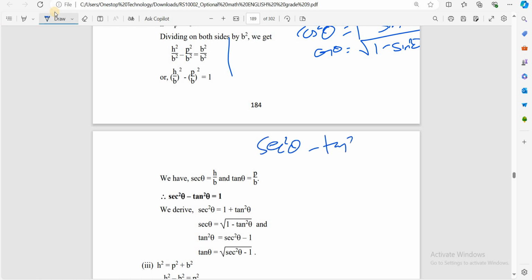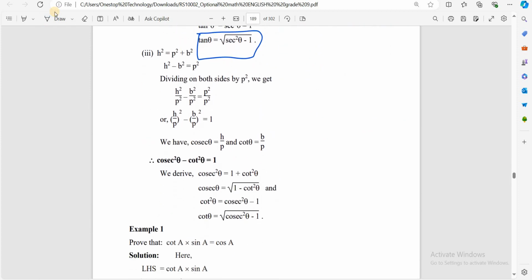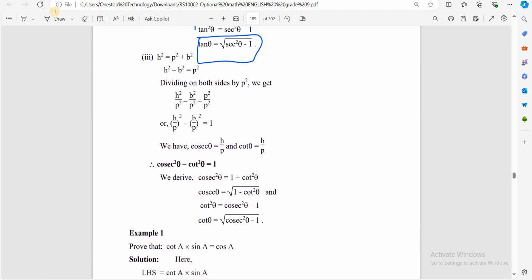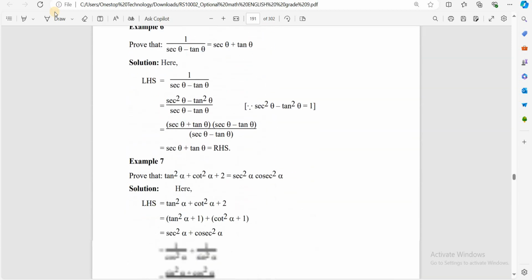theta minus tan square theta equal to 1 रहेछ. हेर्नु यो पनि अर्को रिलेसन, जसरी sin square theta plus cos square theta equal to 1 छ, sec square theta minus tan square theta is 1. So from this also we can derive for only sec and only tan. So sec भनेको चाहिँ 1 root under 1 minus tan square theta and tan equal to root under sec square theta minus 1. So this is also another formula we need to remember. And finally cosec square theta minus cot square theta equal to 1. So similar way अब यसमा चाहिँ p ले divide, p square ले divide गर्ने.